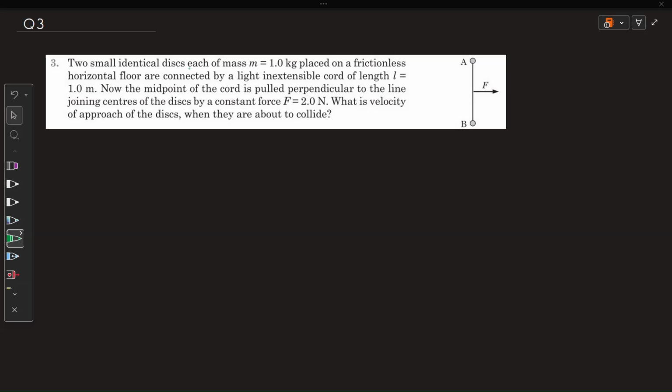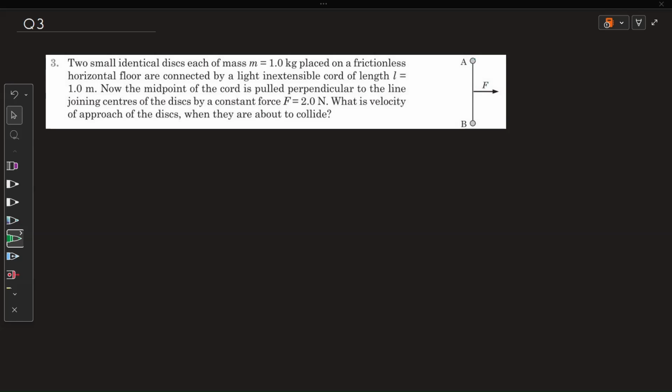Question number 3. Two small identical discs, each of mass 1 kg, placed on a frictionless horizontal floor, are connected by a light inextensible cord of length 1 meter. Now the midpoint of the cord is pulled perpendicular to the line joining the centers of the discs by a constant force F, which is 2 Newton. What is the velocity of approach of the discs? First, let's analyze this situation.